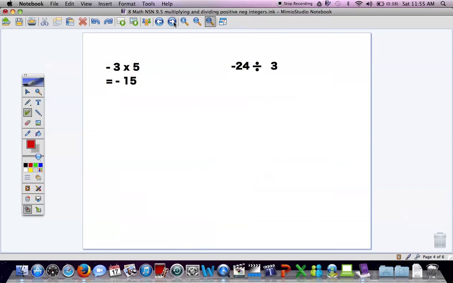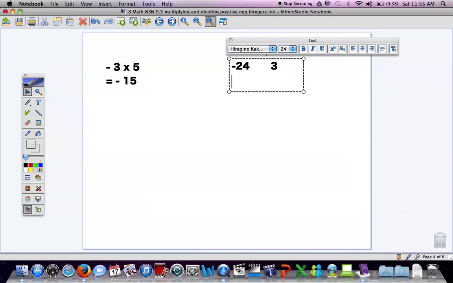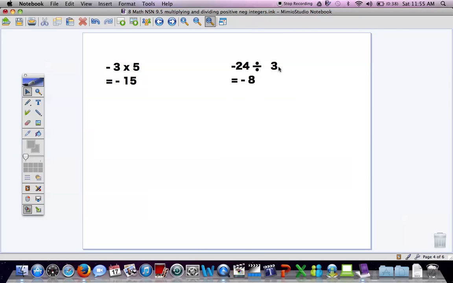So let's look at negative 24 divided by 3. The signs, are they the same or different? Again, we don't see a sign for this one, so we have to make that assumption that it is, in fact, a positive. So it's a negative divided by a positive. The signs are different, therefore, the answer has to be a negative. And then again, multiplication tables, 24 divided by 3 is just 8. So negative 24 divided by positive 3 is negative 8.